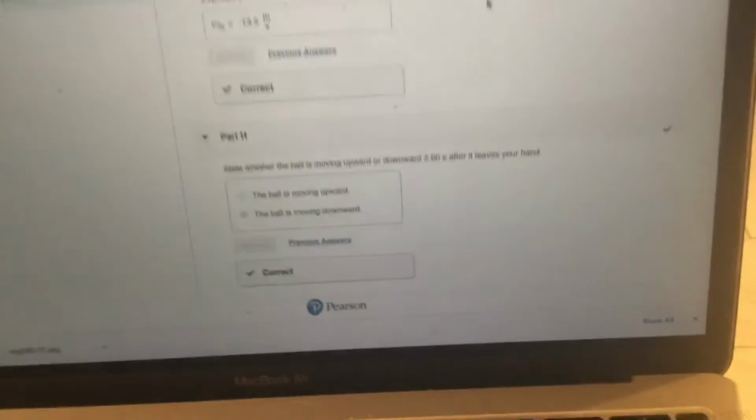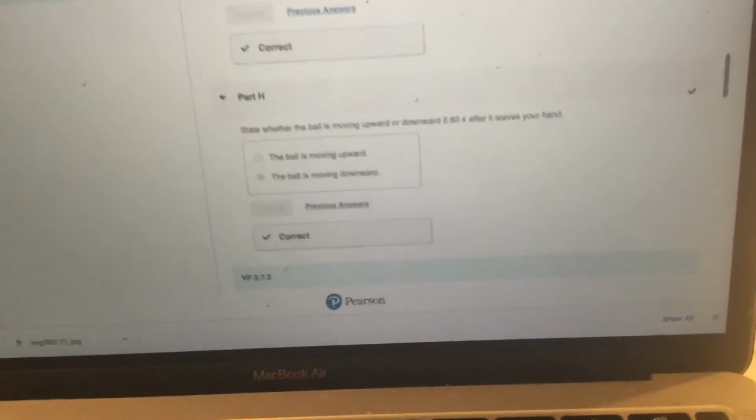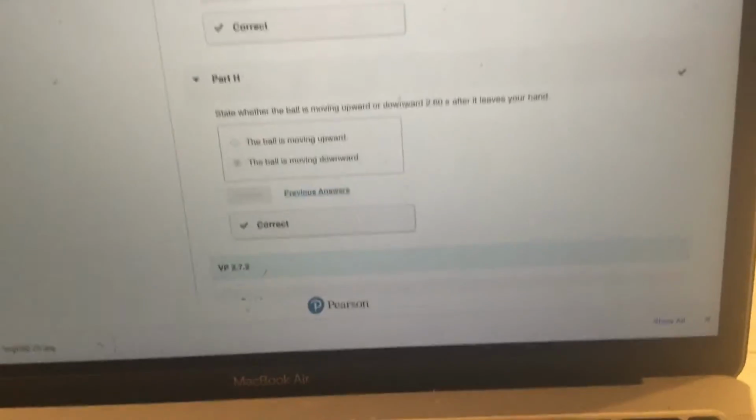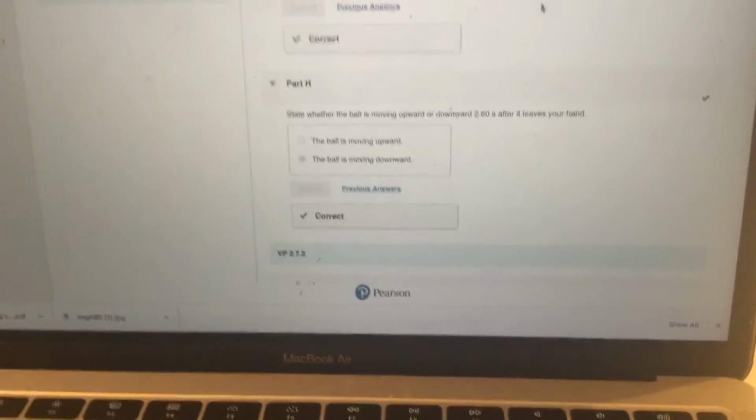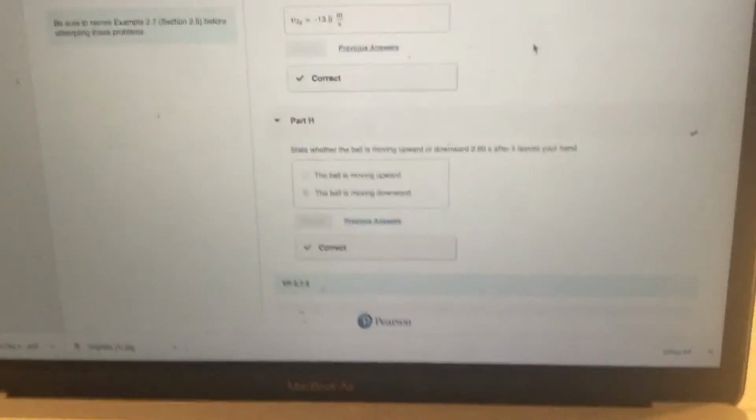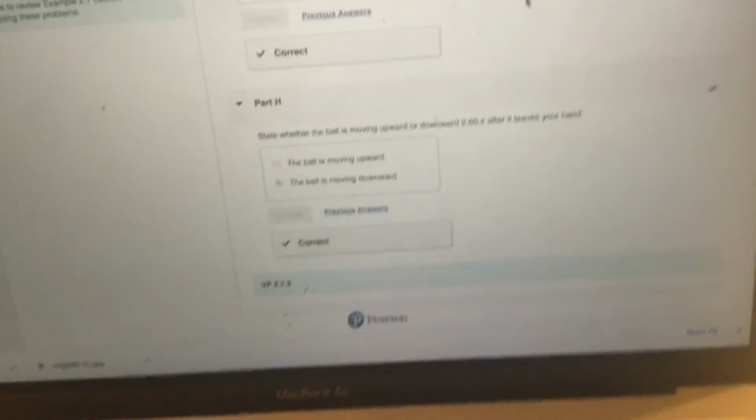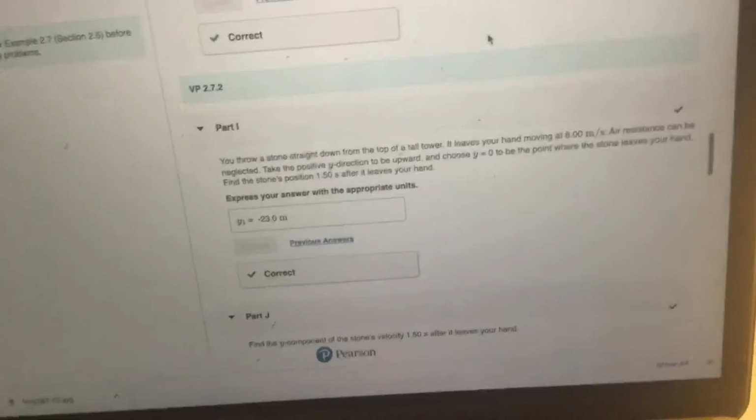Now we'll go to part H: state whether the ball is moving upward or downward 2.6 seconds after it leaves your hand. The ball is moving downward because we just found that the velocity is negative 13.49, so it's moving in the negative direction. So the ball is moving downward. Now we get to part I.